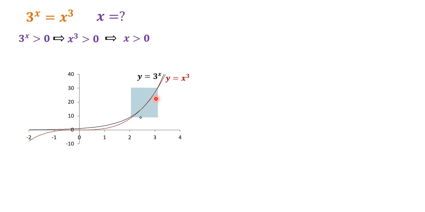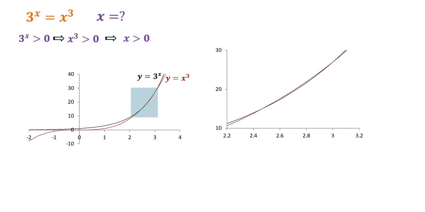Unfortunately, it is not clear how many intersections are in this area. Let's zoom in and we get the right side figure. So it clearly shows that there are two intersections of the two functions. One is 3, the other is right here. So it seems like 2 point something. So we are going to figure out this value.